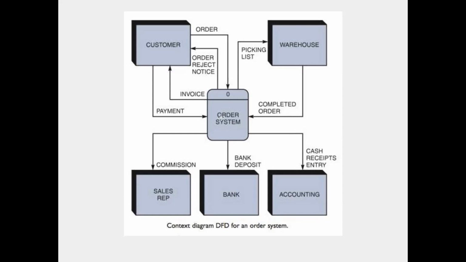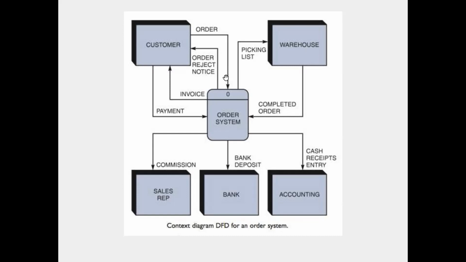For example, the customer can place the order through the order system, and then the order system can check whether the items are available in the warehouse. Let's say if the items are not available, you can reject the order. Let's say you have everything in the warehouse, then you can make an invoice, then the customer can pay. So you can see the direction of the arrows as well as what data transfers between the entity and the system.